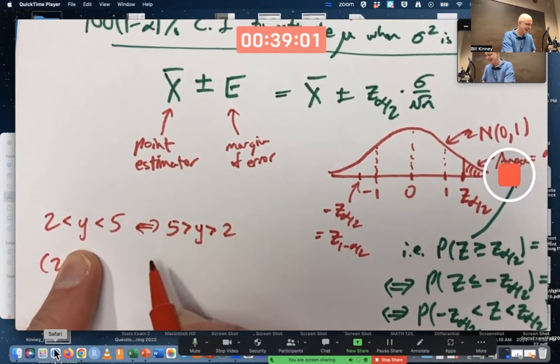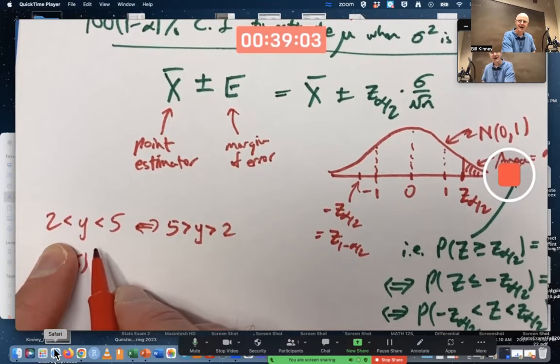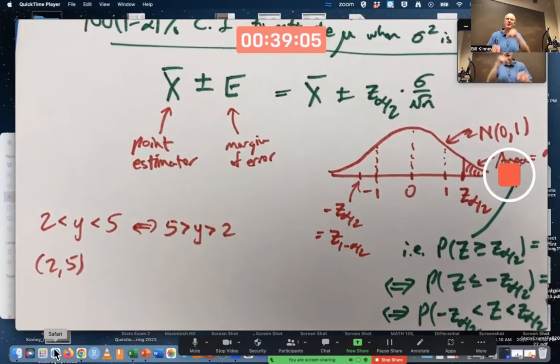All right. We usually write it this way, and that's better in terms of thinking about a number line.